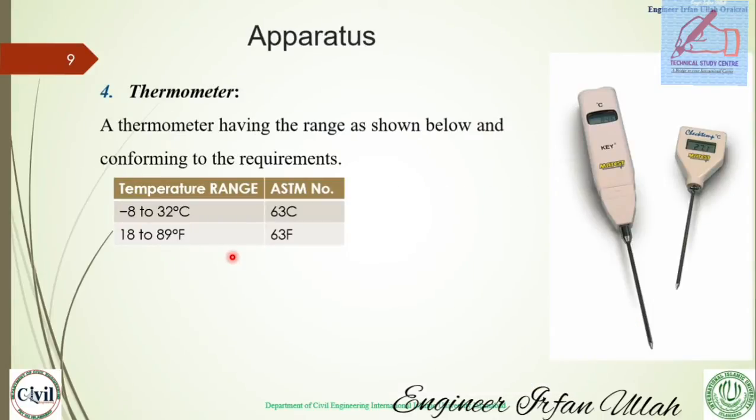When you want to measure the temperature, you require a thermometer. A thermometer having the range shown below, conforming to the requirements. Most importantly, it is the 63C ASTM number thermometer, which is capable of measuring from -8 to 32 degrees centigrade. We need 25 degrees centigrade, so that is in the range.